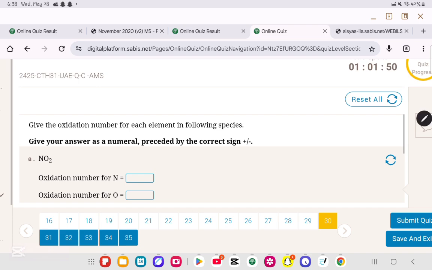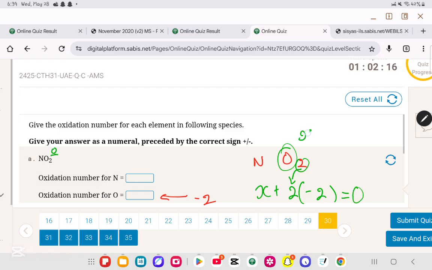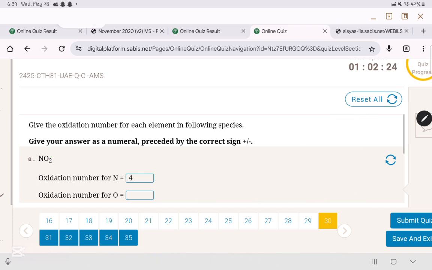So we have the oxidation number for N and the oxidation number for O. You will assign to O an oxidation number of -2. What does this mean? NO2: N, you will assign it X. You will take this 2 over here, so this 2 multiplied by the oxidation number of O, which is minus 2, is equal to the total sum, which you can find up here, which is 0. So X minus 4 is equal to 0. Move it to the other side. X is equal to 4. So the oxidation number for N is 4.